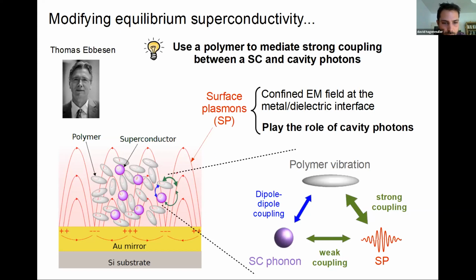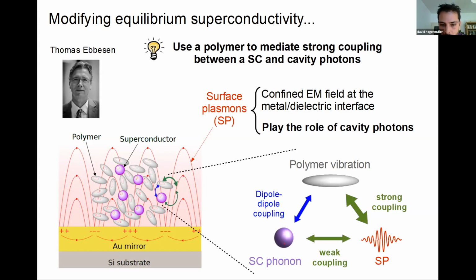So more precisely, they used a powder of superconducting material dispersed in a polymer matrix and then coated by a thin metal layer. This metal layer is used to generate confined modes of the electromagnetic field at the interface between the metal and the film, which is essentially dielectric here, since the amount of superconducting material used in the polymer is typically small. These confined modes of the electromagnetic field are called surface plasmons, and here they play the role of the cavity photons. So the idea of the scheme is shown here.